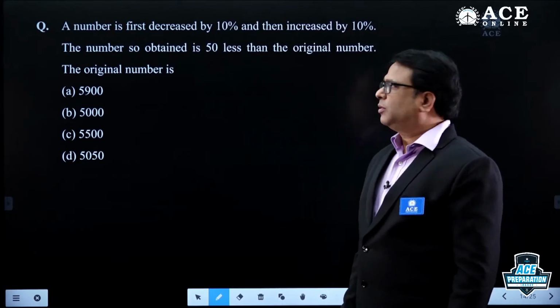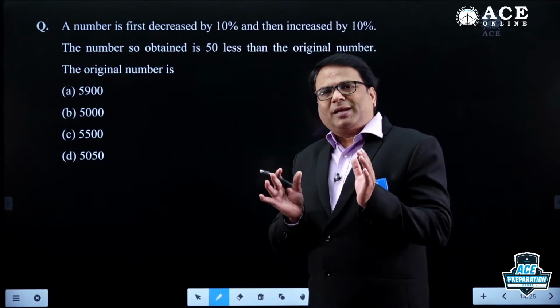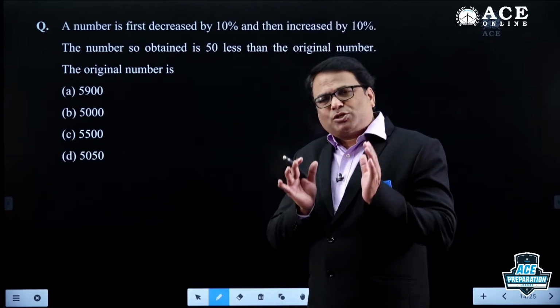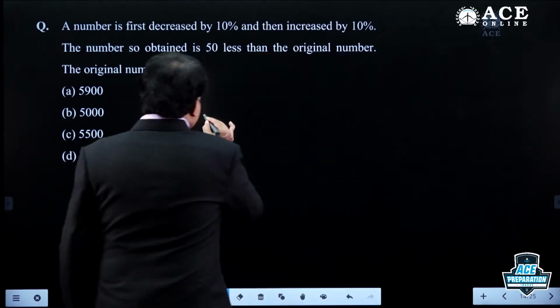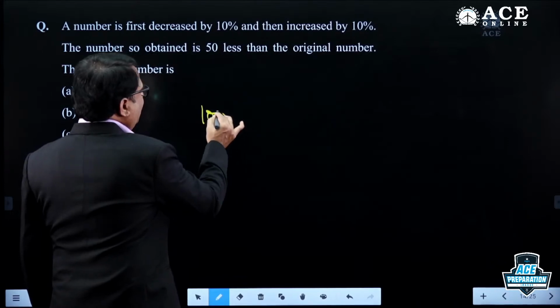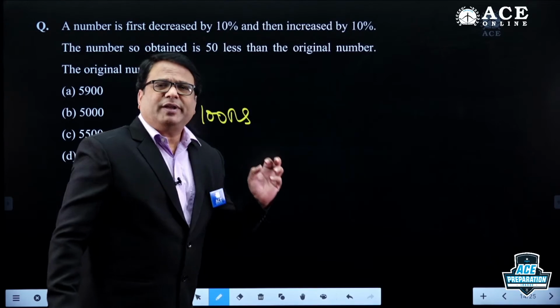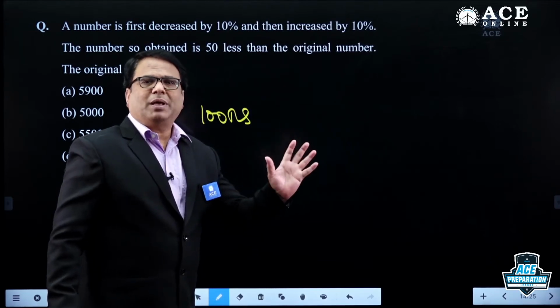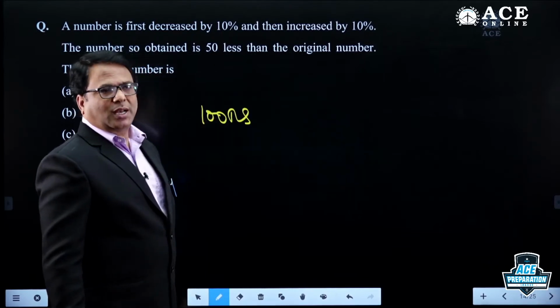That is the question. Now here, I start the problem by making an assumption. I assume the original number as 100 rupees. See, in percentages, it is always very, very convenient to assume a number as 100. Okay? Now, this is my original number.